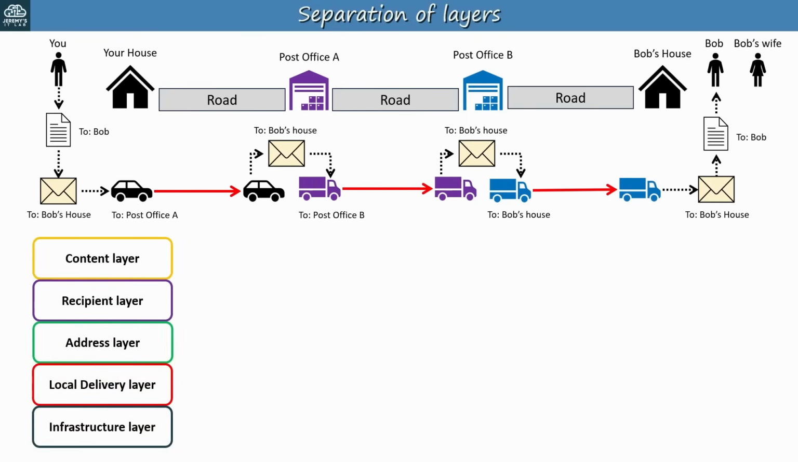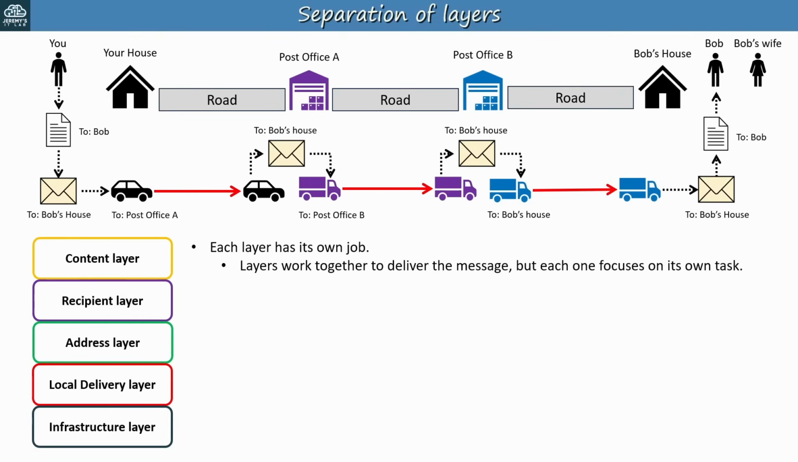One of the benefits of a layered system like this is how the layers work together, but remain separate. Each layer has its own job. They work together to deliver the message, but each one focuses on its own task. The content layer focuses on the actual contents of the letter, and that doesn't change throughout the journey. The recipient layer focuses on the individual person who should receive the letter, and also remains the same from start to finish. Likewise, the address layer focuses on the address of the house or building to which the letter should be delivered, and that stays the same as well.